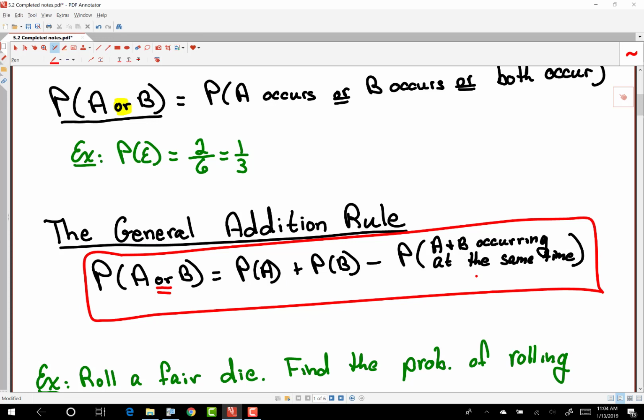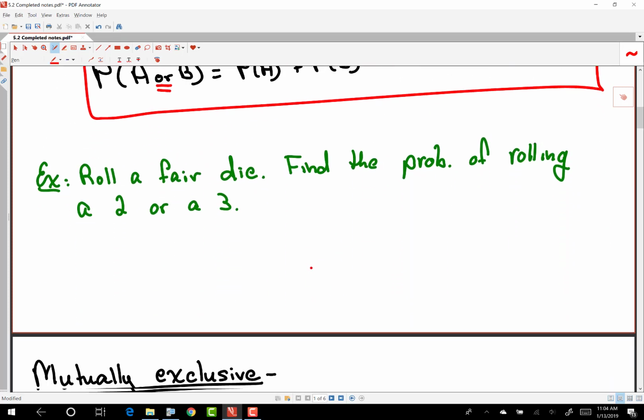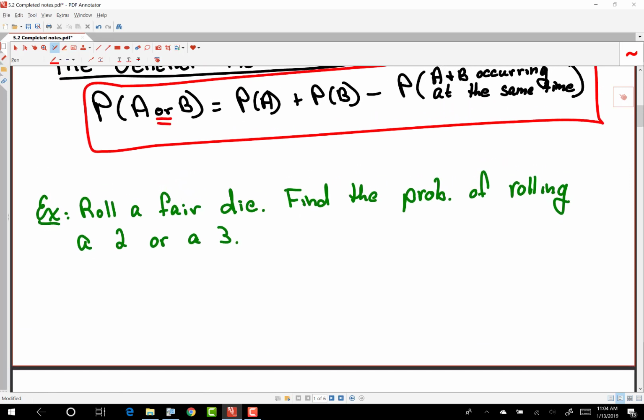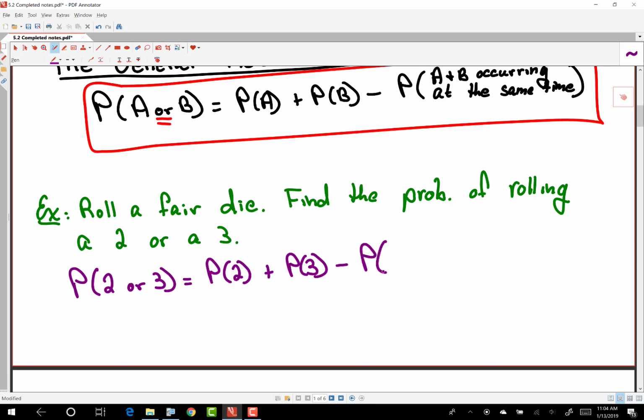So let's rework this example using the general addition rule. We're going to roll a fair die, and we want to find the probability of rolling a 2 or a 3. So we want the probability of a 2 or a 3. Well, using the general addition rule, that's going to be the probability of the first event plus the probability of the second event minus the probability that the two events occur at the same time. So that would be rolling a 2 and a 3 at the same time.